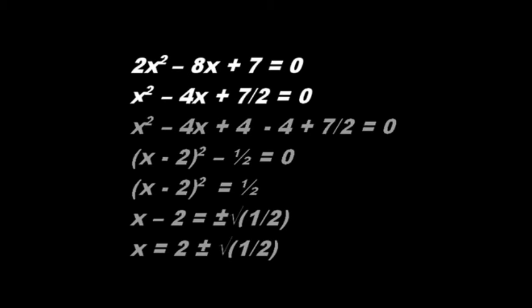We halve the coefficient of x, which is minus 4, becomes minus 2, squared becomes 4, add the 4 on and take the 4 off. This allows us to complete the square for the first three terms. As a result of that, we get x minus 2 all squared equals a half. We can square root both sides to get x minus 2 equals plus or minus the square root of a half, leading to the solution x equals 2 plus or minus the square root of a half.